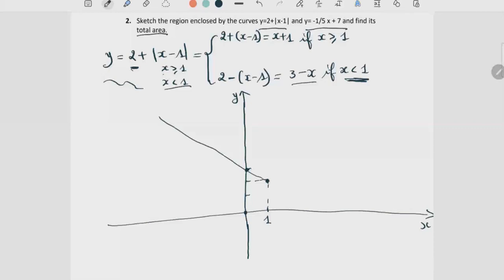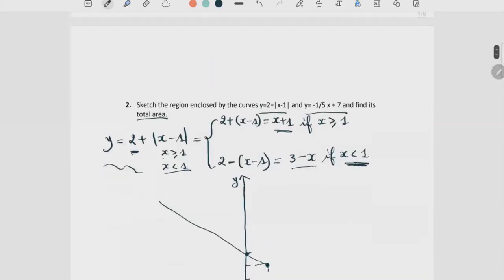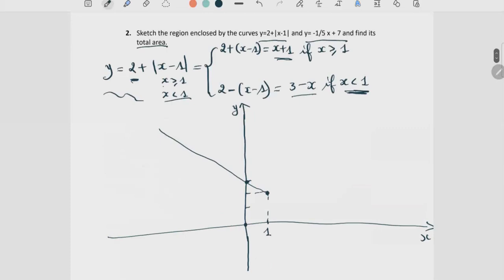On the right-hand side, we have that our curve is equal to x plus 1. And in that case, if we take a value greater than 1, for example, let's take 2, we have that our curve is equal to 3. So basically the same there. So that would mean that our curve on the right hand side is looking like that. So now we have our first curve, which is y is equal to 2 plus the absolute value of x minus 1.